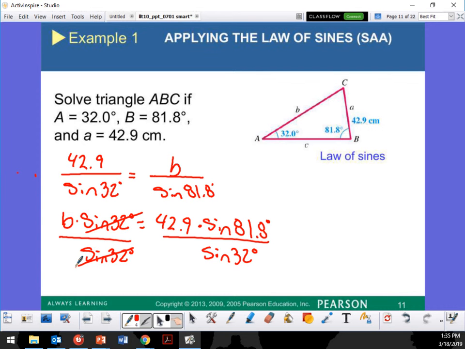We did triangles last year. I don't think you did law of sines. But cosine has the sine thing in it. So that's the only new thing.